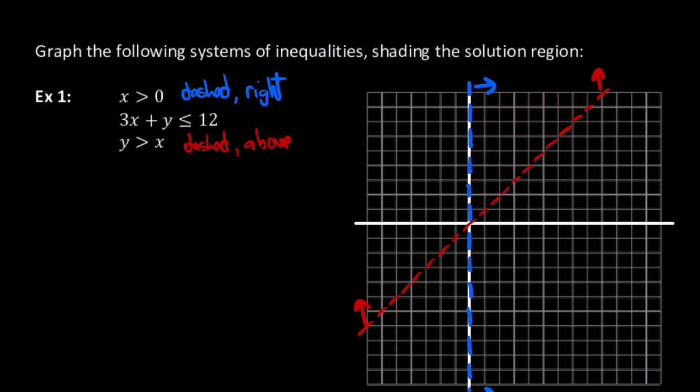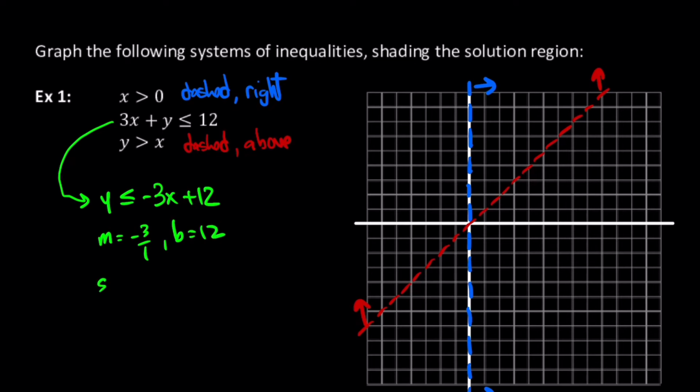Okay, so now let's see what happens. This line, I have to solve for y. We could use the intercept method also, but I'll just solve for y. It's kind of easy. Y is less than or equal to negative 3x plus 12. So my slope is negative 3 over 1. My y-intercept is 12. And it's going to be solid. And I'm going to shade below.